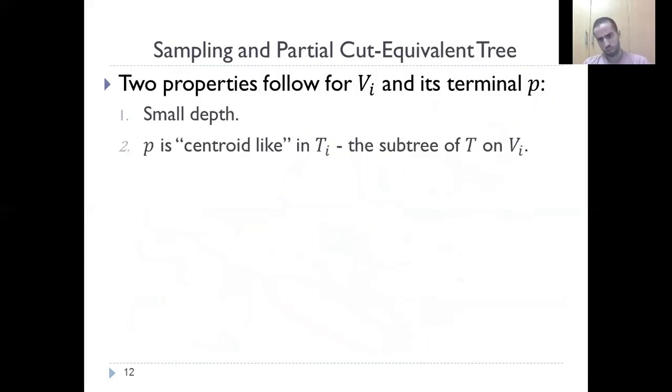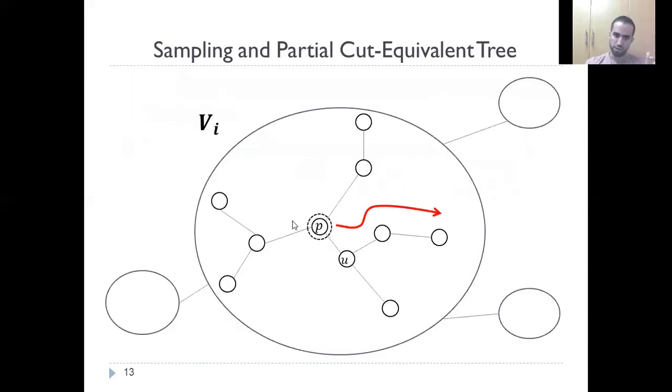So by the way that we picked the subset of terminals uniformly at random, we have two properties that follow for Vi and its terminal P. First, we have a small depth. So if we look at the subtree of the eventual cut equivalent tree that is induced on Vi, then the longest path from P to any of the nodes in this subtree cannot be too long. And the reason is that if there is in the eventual cut equivalent tree a long path, then since we pick nodes uniformly at random, we would pick many nodes along this path.